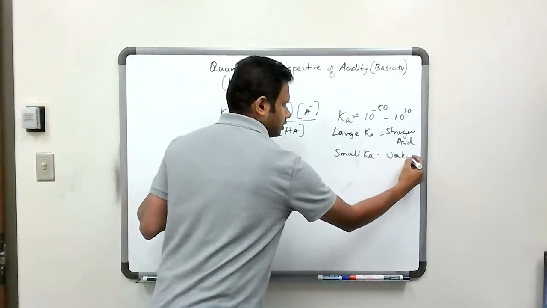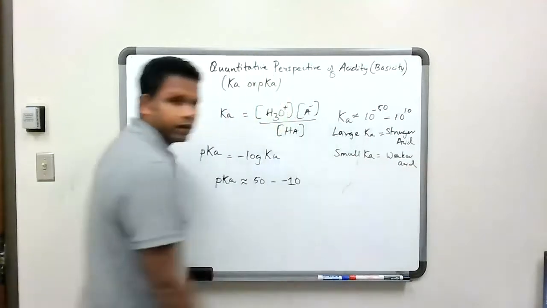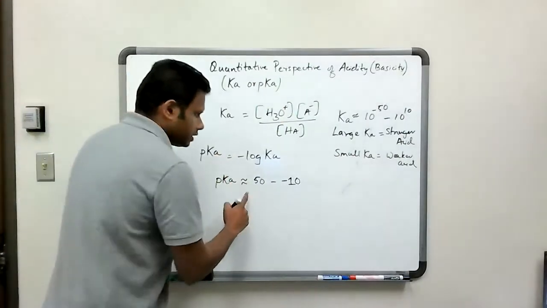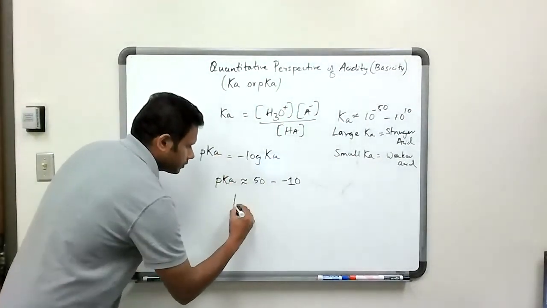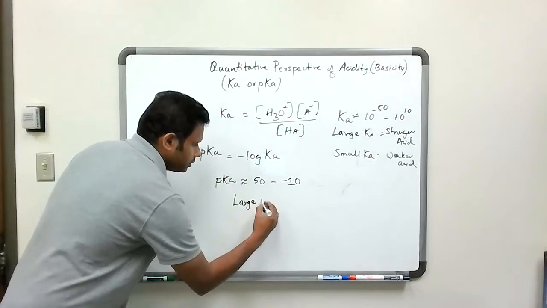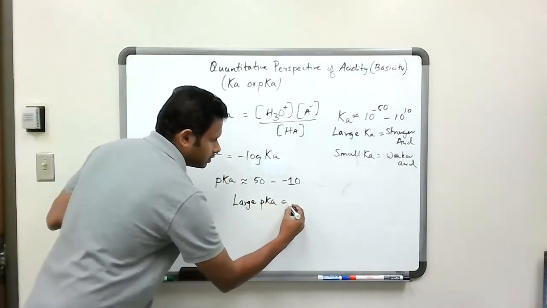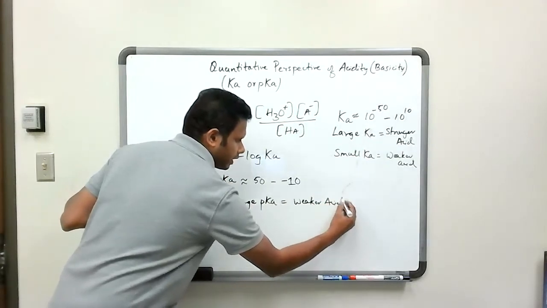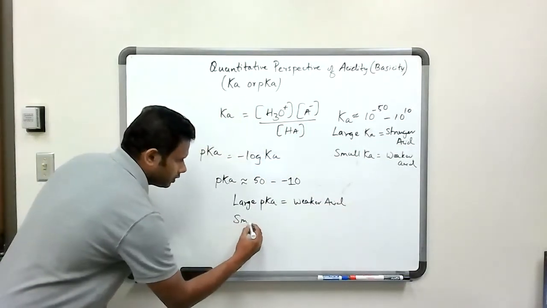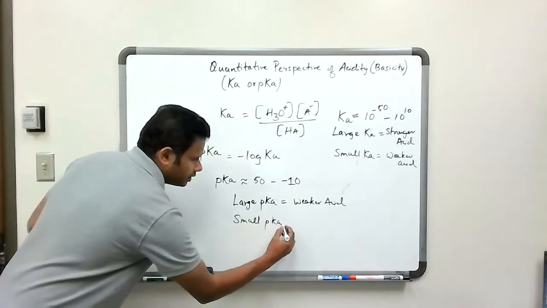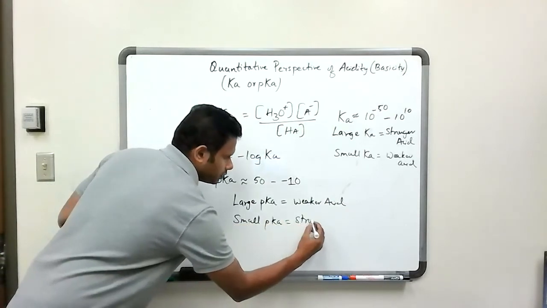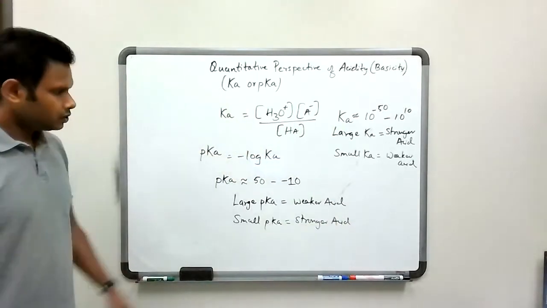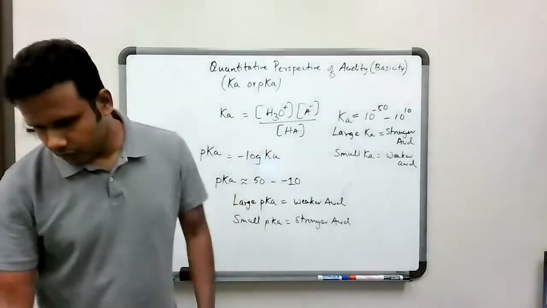Small Ka is a weaker acid. Since pKa is a negative log, when it comes to pKa, a large pKa is a weaker acid, and a small pKa is a stronger acid.